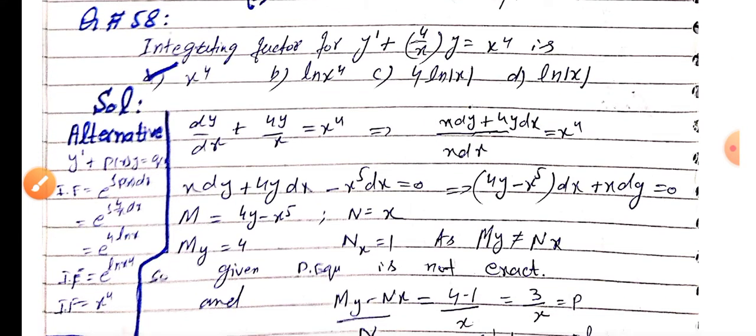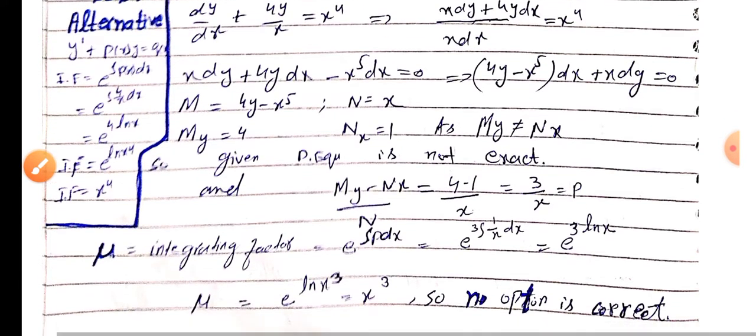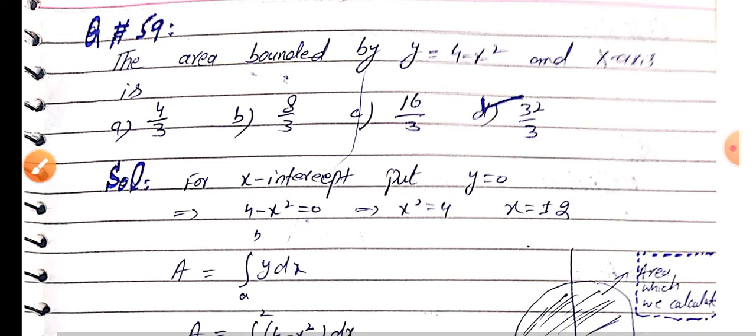Now 58. Integrating factor of y dash plus mu over x y is equal to x power mu. So the first option is correct. x power mu. Using the integrating factor definition, we can solve it.